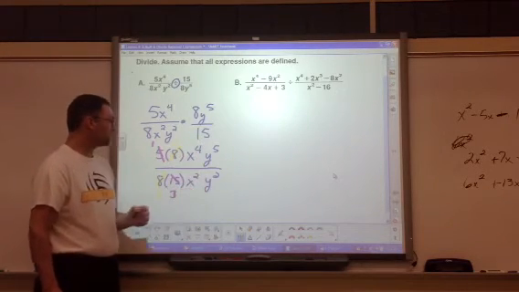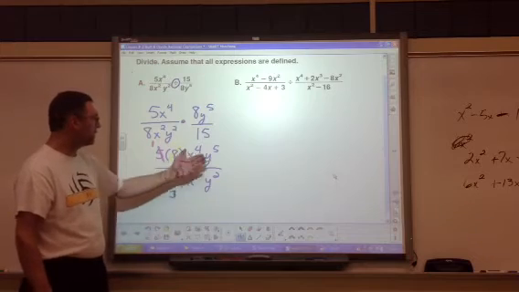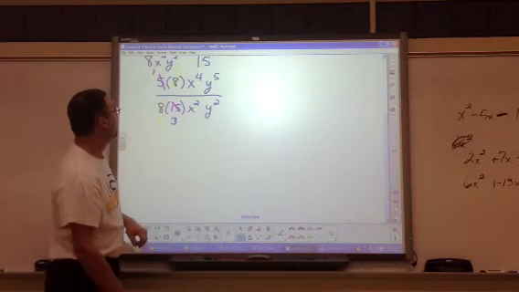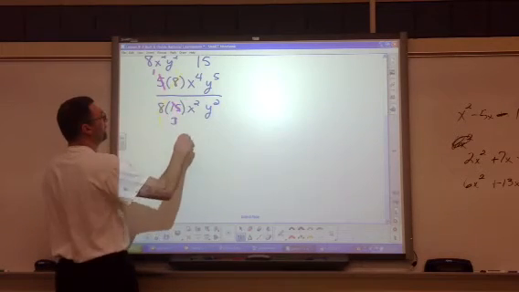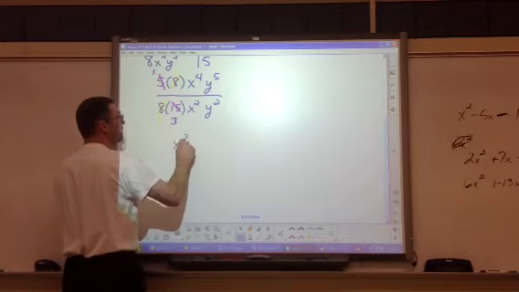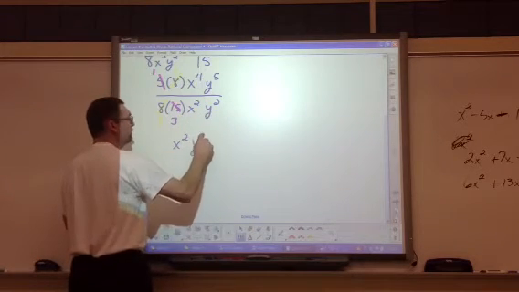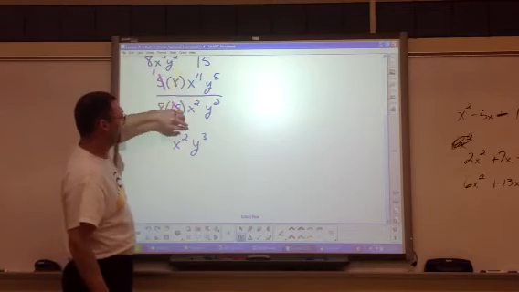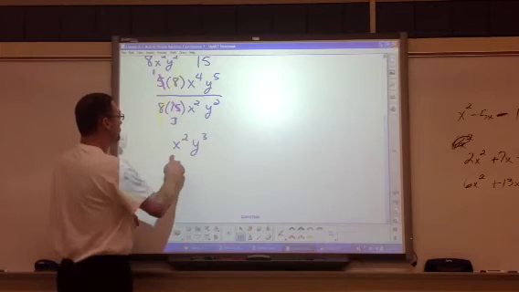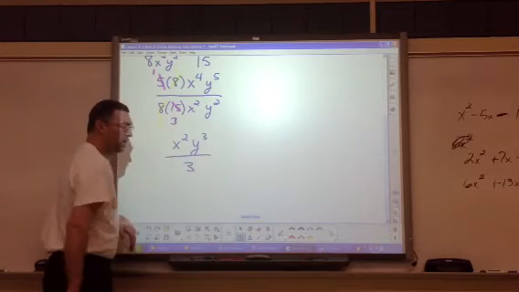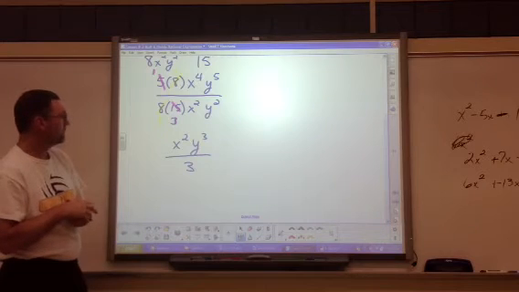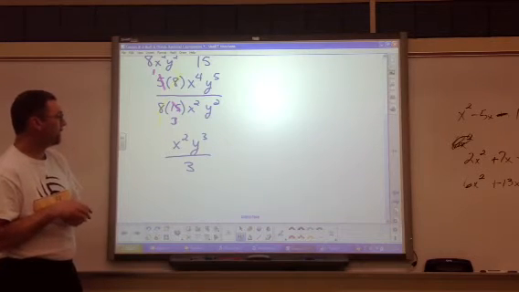X to the 4th over x squared will give me an x squared. Y to the 5th over y squared would give me y cubed. So I have in the numerator then 1 times 1, and we're going to end up with x squared and y cubed in the numerator. And then I'm going to have 3 in the denominator. And that'll be my answer: x squared y cubed over 3.